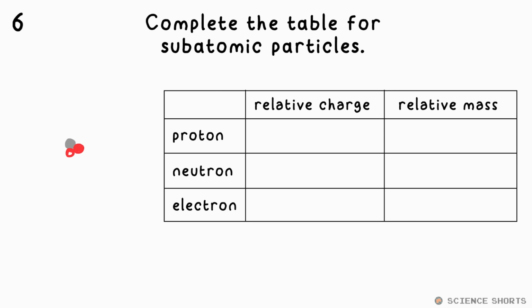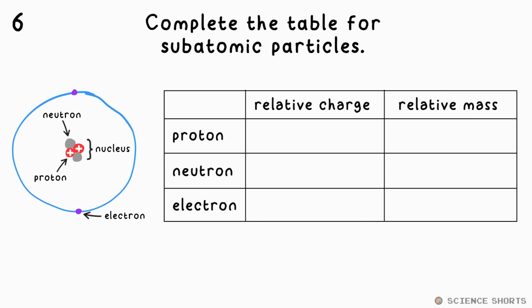Complete the table to show the relative charge and mass of subatomic particles. Protons are positive, so we just say +1 relatively speaking. Neutrons are neutral, so 0, while electrons are negative, so they're -1. Protons and neutrons basically have the same mass, so we say they're just 1 relatively, while electrons have a very small mass in comparison, so we can say very small or just 0.